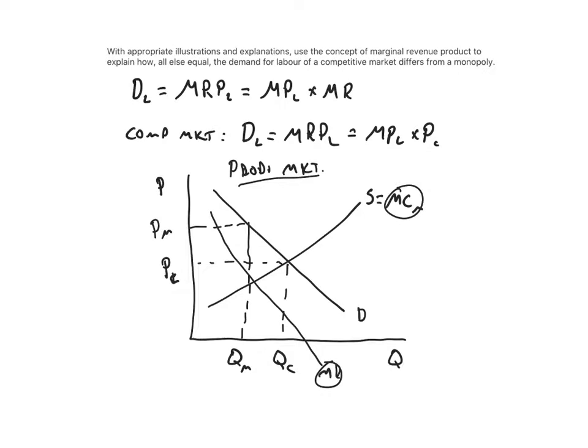Now, relevant to here, we want to know what is the marginal revenue. And the marginal revenue at the monopolist quantity is right here. So marginal revenue M for monopoly. And so the marginal revenue for monopoly is less than the competitive price. And so if we're making a comparison between the demand for labor for a competitive market and the demand for labor for a monopoly, then the demand for labor for a monopoly is going to be less.